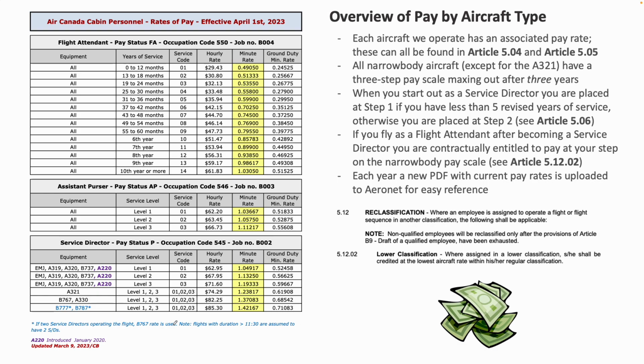Just a couple of quick items of note here. When you first start out as a service director, you're placed at step 1 on the pay scale unless you have 5 or more revised years of service. And in that case, you get to start at step 2. No one ever starts at step 3, but the 5-year delineator determines whether you start at step 1 or step 2. If you do fly as a flight attendant after becoming a service director, you are contractually entitled to pay at your step on the narrow body service director pay scale. And the reference for that is Article 5.12.02.